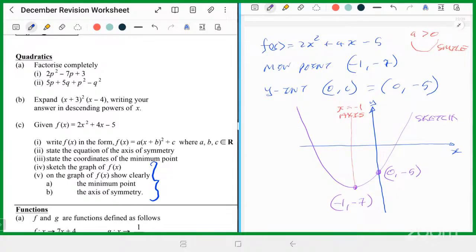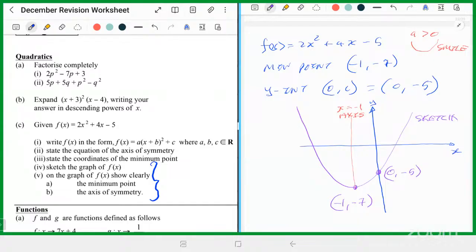That's it. Alright. If they ask for the roots, you have to work out the x-intercepts here. I put the function equals 0 and solve for those two x values. But that's all I wanted.